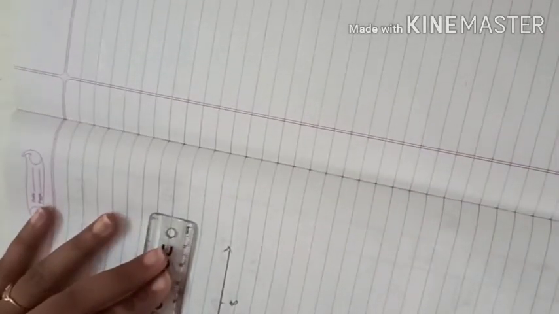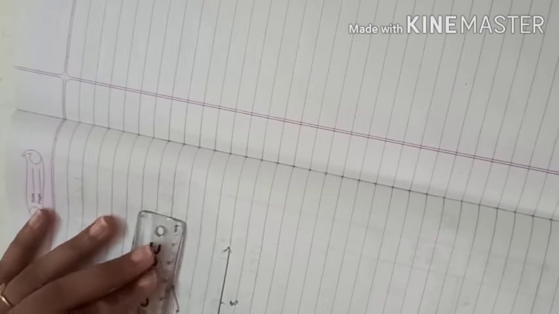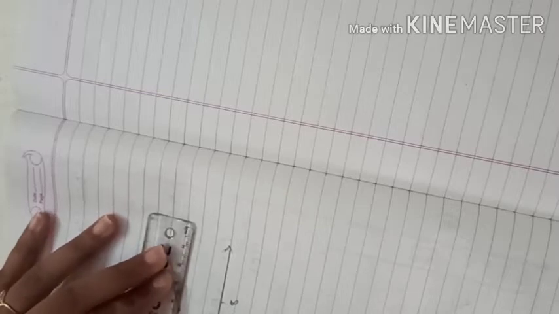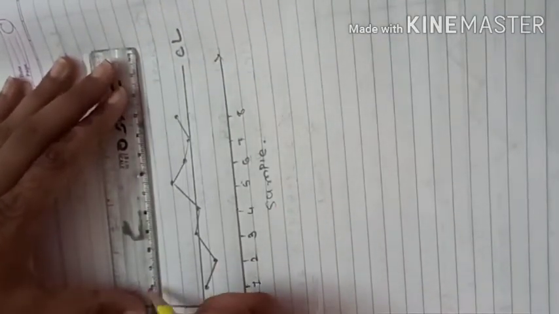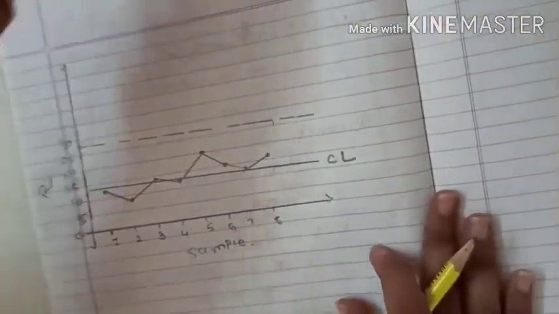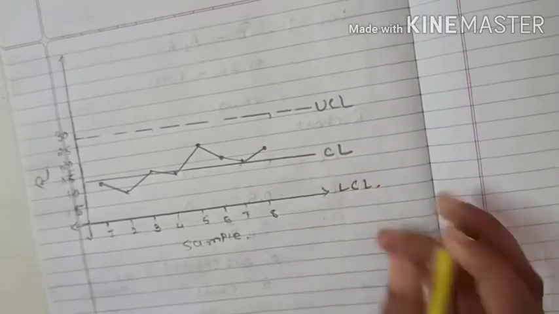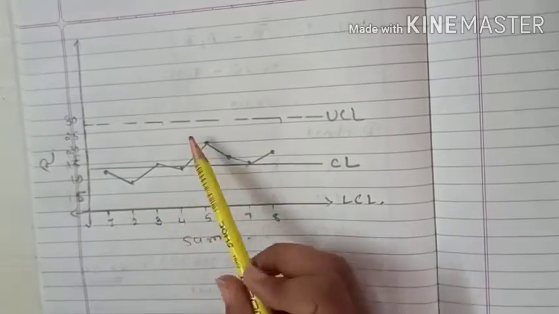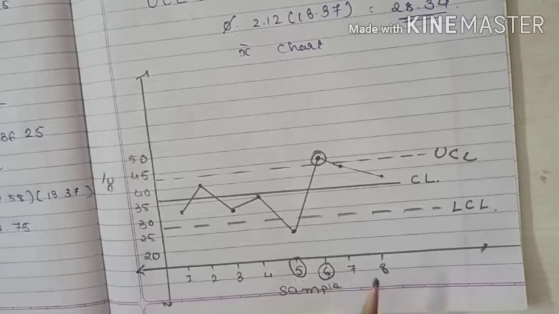Now the control limits. The central line is 13. Then the upper control limit is 28. There are the upper control limit and the lower control limit. You can see that in the R chart, all the samples are under control. In the X bar chart, there are 2 samples, 5 and 6, both out of control.